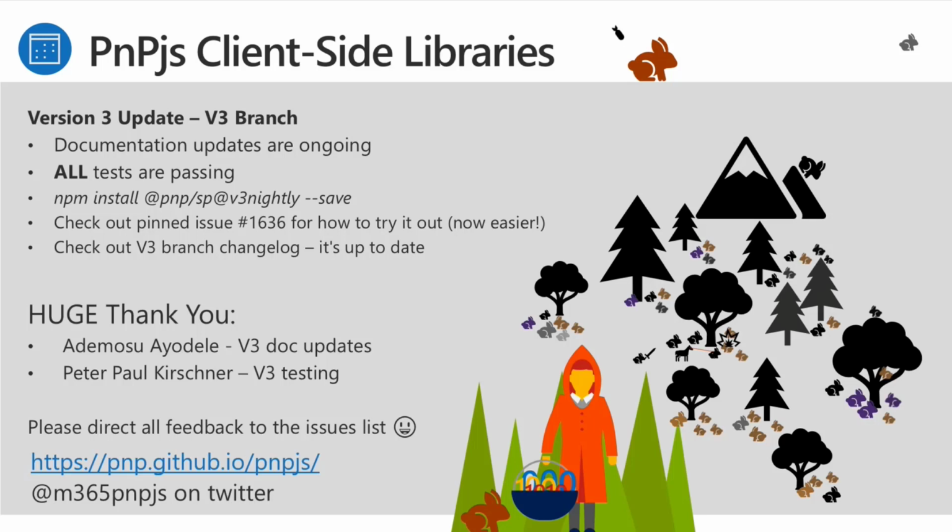The 1636 issue has been updated as of yesterday. Patrick did a bunch of work to figure out what the minimum updates are needed for SharePoint Framework to get it working with the v3 build and updated that issue. So we have some new guidance on how to use PnP.js with SharePoint Framework. So check that out as well. That change log in the v3 branch is also up to date. So any deprecations or changes that we did make between v2 and v3 are outlined in that change log.